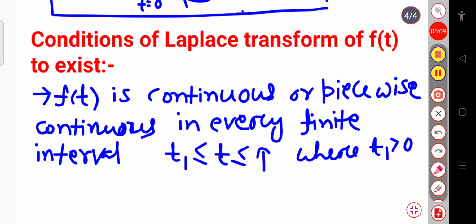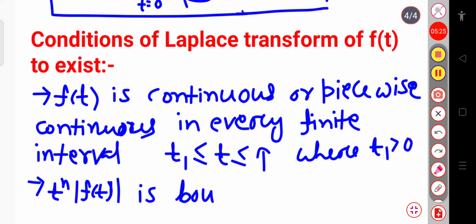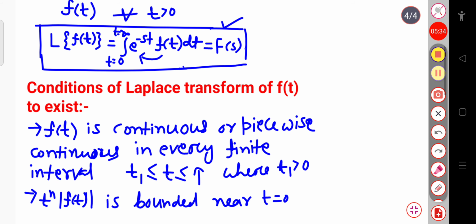Now the second condition is that t power n times the modulus of the function f of t is bounded near t equal to 0 for some n, where n should be less than 1. Here the value of n, that is the t power n, should be less than 1.